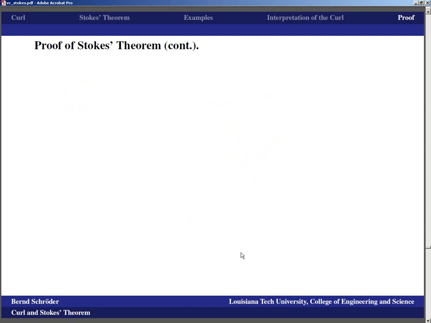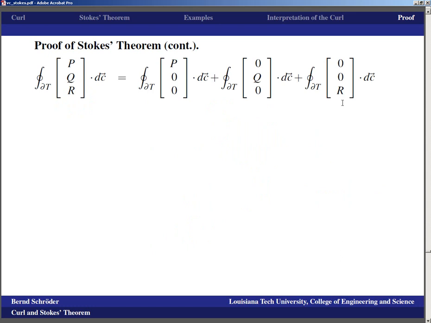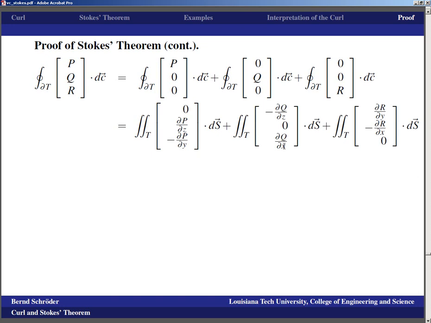And so that means that the integral over the boundary of the triangle of (p, q, r) dot dc is the integral of (p, 0, 0) plus the integral of (0, q, 0) plus the integral of (0, 0, r), which is the integral over the solid triangle of (0, dp/dz, -dp/dy) plus the integral of (-dq/dz, 0, dq/dx) plus the integral of (dr/dy, -dr/dx, 0), which is the integral of (dr/dy - dq/dz) in the first component, (dp/dz - dr/dx) in the second component, and (dq/dx - dp/dy) in the third component.